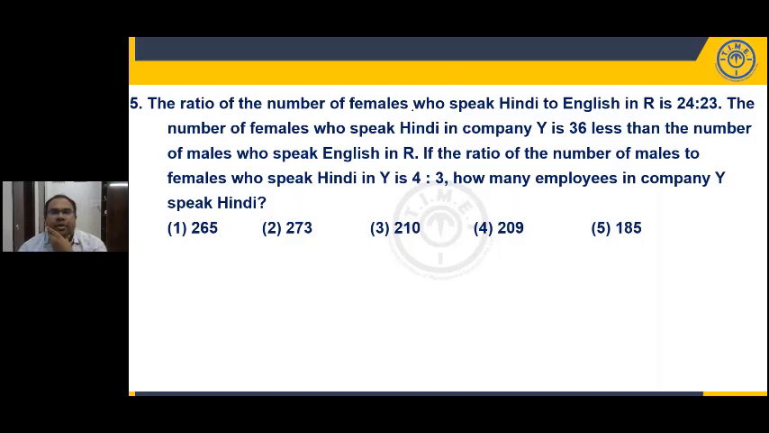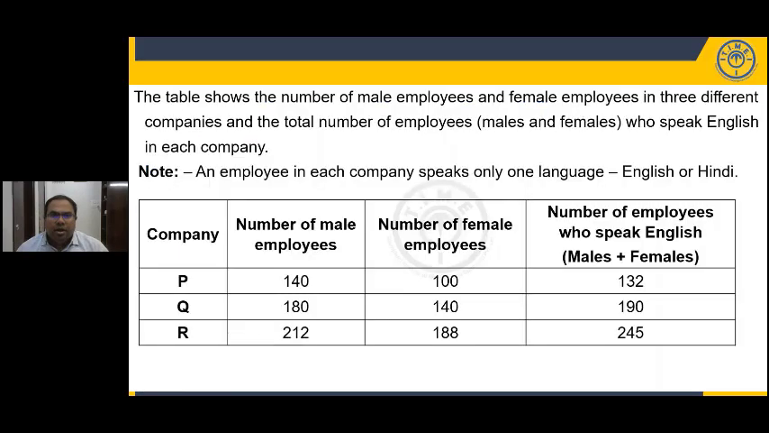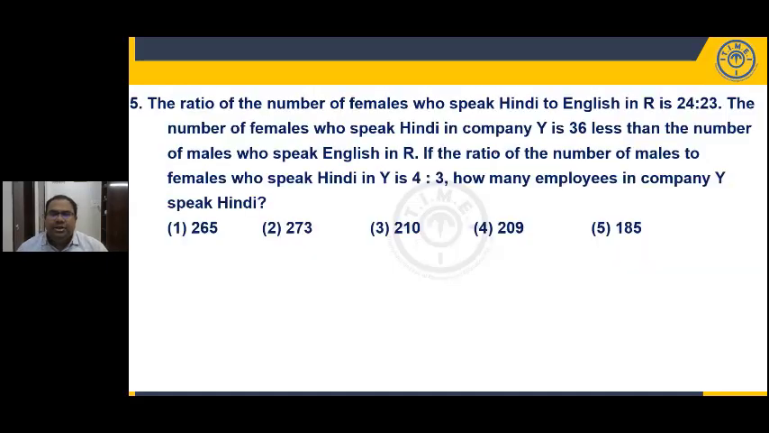A ratio of number of females who speak Hindi to English in R. In R, females Hindi is to females English 24 is to 23. That's the ratio.